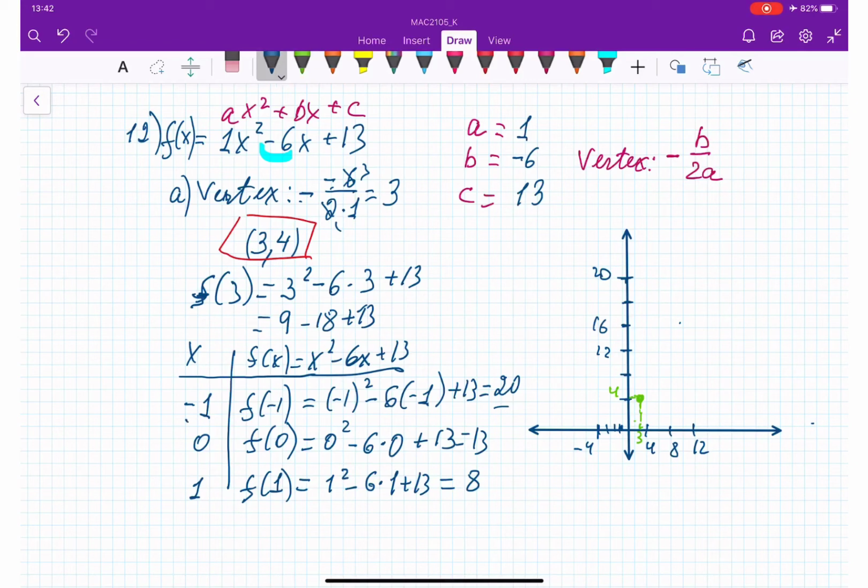Next, we are taking point. X is -1. Y is 20. So x is -1. It's come here. 20 comes. So it's going to be very close, like here. X is 0, y is 13, so 13 is going to be right here. Yes, x is 0, y is 13, and x is 1, y is 8.